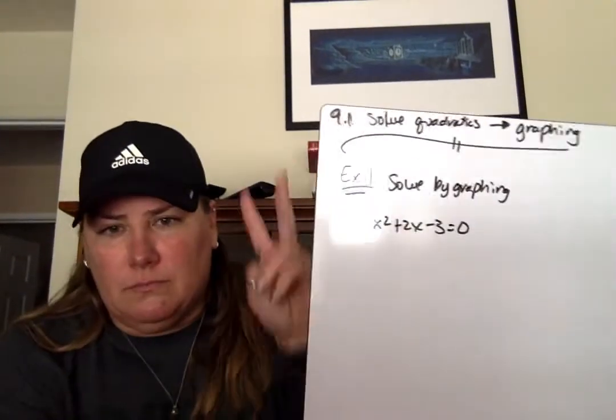Example 1. Solve by graphing. Which, when I was in a different textbook, all the solve by graphing, it wasn't even called solve by graphing. It was called just solve by factoring. And then they would graph it. So they go hand in hand. So here we go. We are going to solve x squared plus 2x minus 3 equals 0. And we're going to do it by graphing.